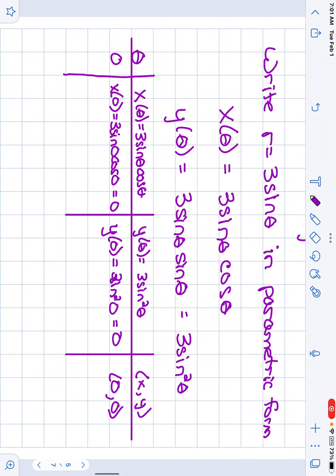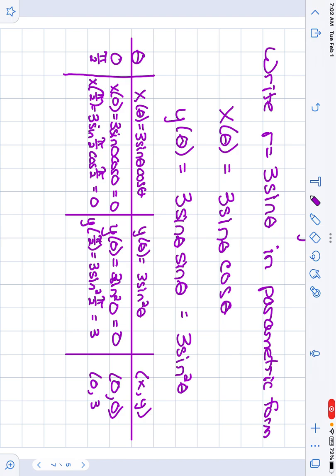This seems like a lot of work for nothing, but let's just keep going. If I look at the angle pi over 2, x of pi over 2 is 3 sine pi over 2 times the cosine of pi over 2. Well, I know the cosine of pi over 2 is 0, so this becomes 0. y of pi over 2 is 3 times sine squared of pi over 2. Well, the sine of pi over 2 is 1, 1 squared is 1, times 3 is 3. So now we're saying when theta is pi over 2, x is 0 and y is 3.